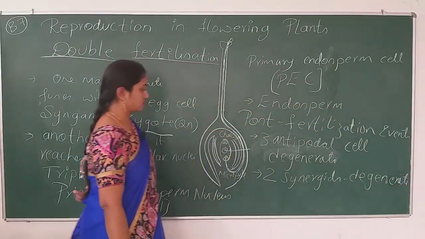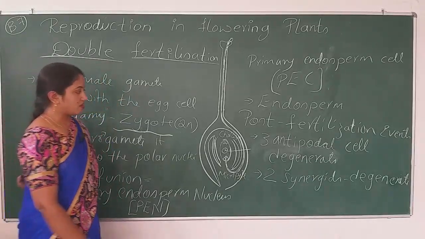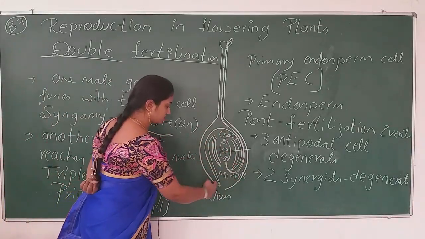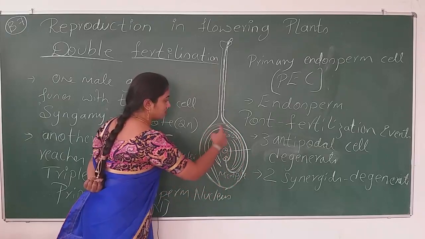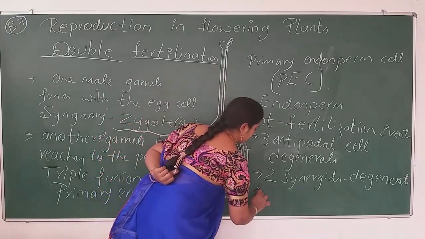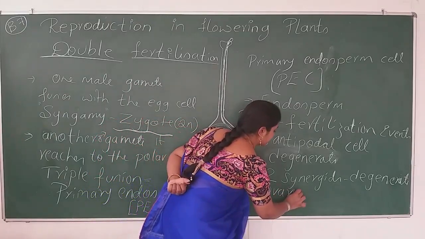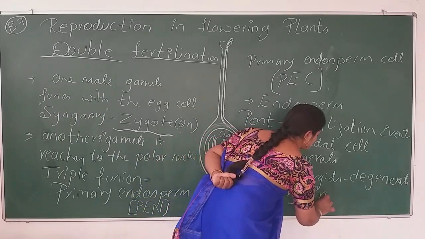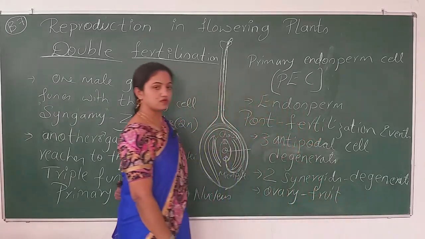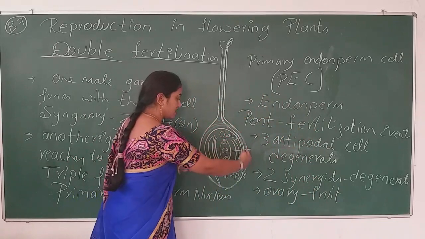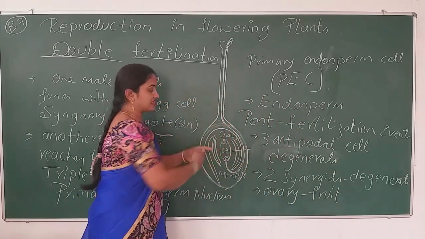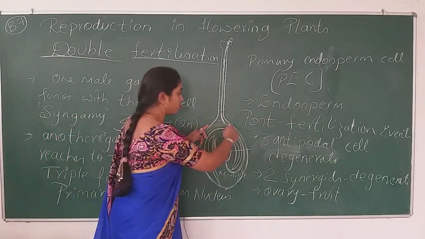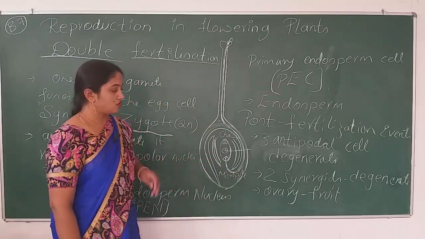Okay, so this is done now. I think this is the ovary, right? So this ovary develops into fruit. Okay, so this is the ovary. Inside the ovary, a number of cells are present. So that ovary develops into fruit.